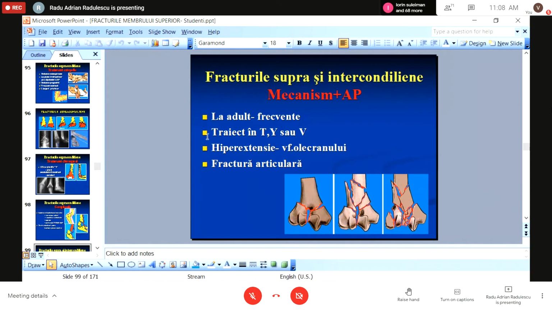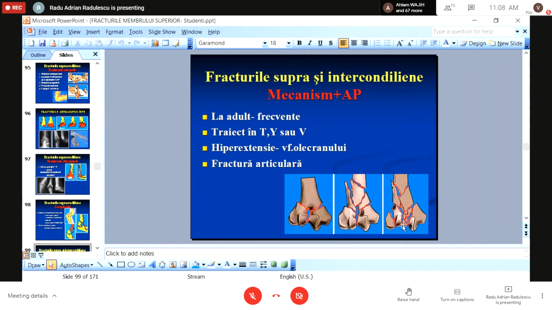The aspect of the fracture line may be T, Y, or V when we have only three fragments, or we may have a comminuted fracture like this one on the right side, when we may get, let's say, about 10 or 15 fragments, some of them being very small, which will compromise the normal anatomy of the articular surface.